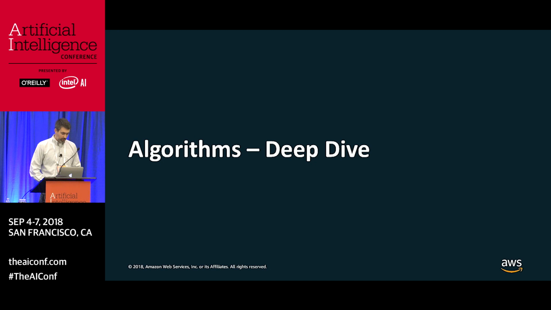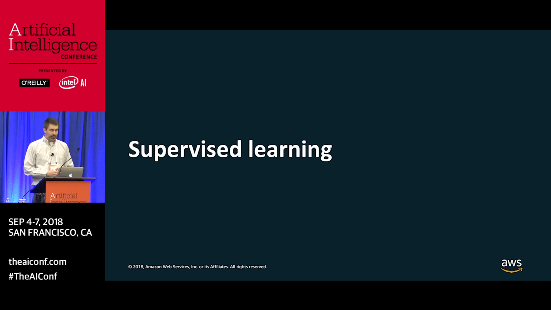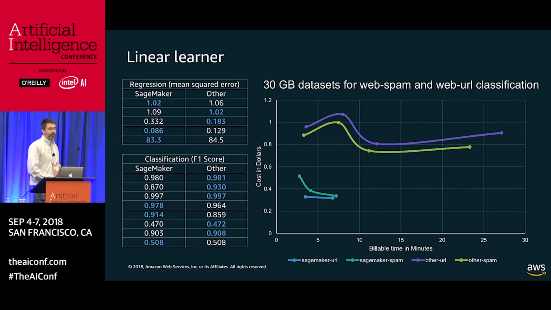So going into the algorithms in a little bit more detail here. If we think about the supervised learning algorithms, we have linear learner, which is basically linear regression and classification in the same algorithm.